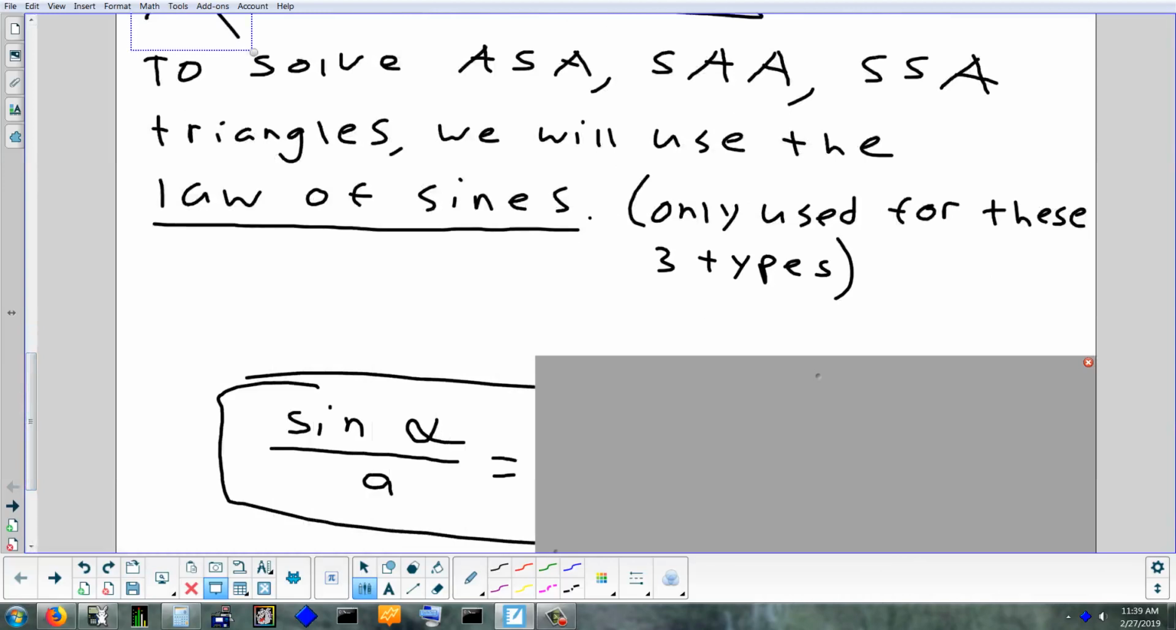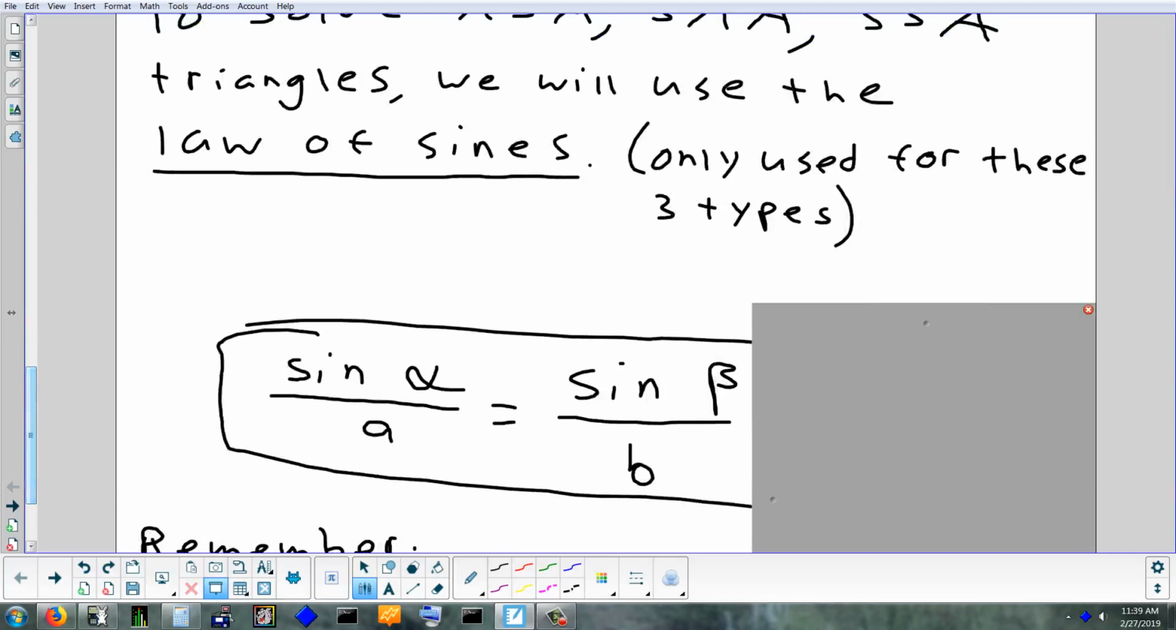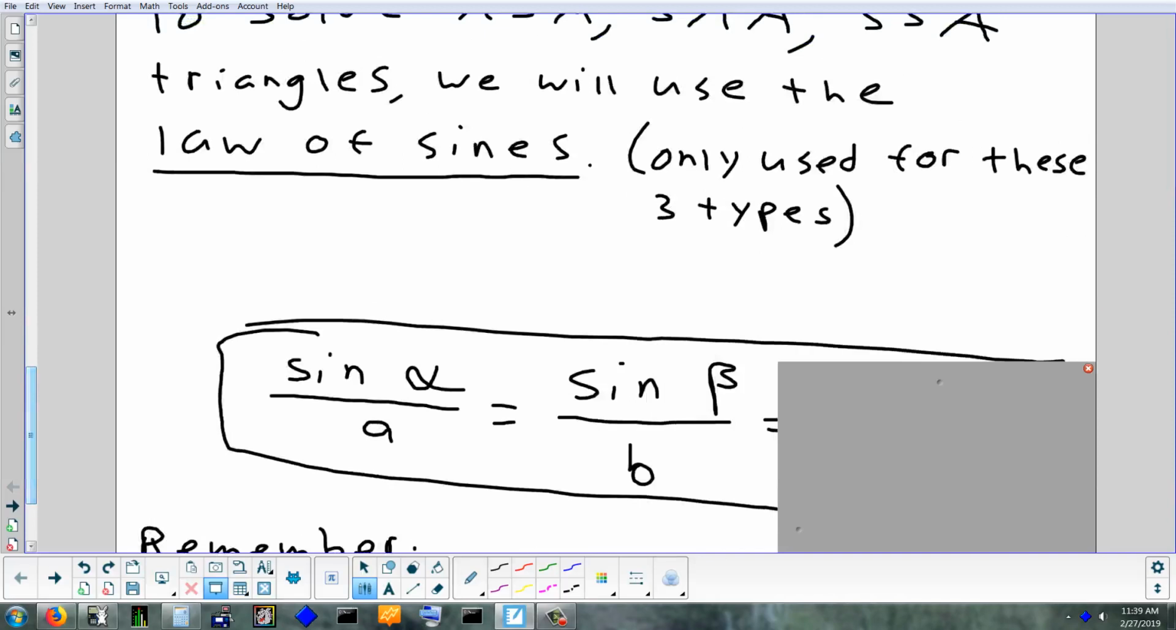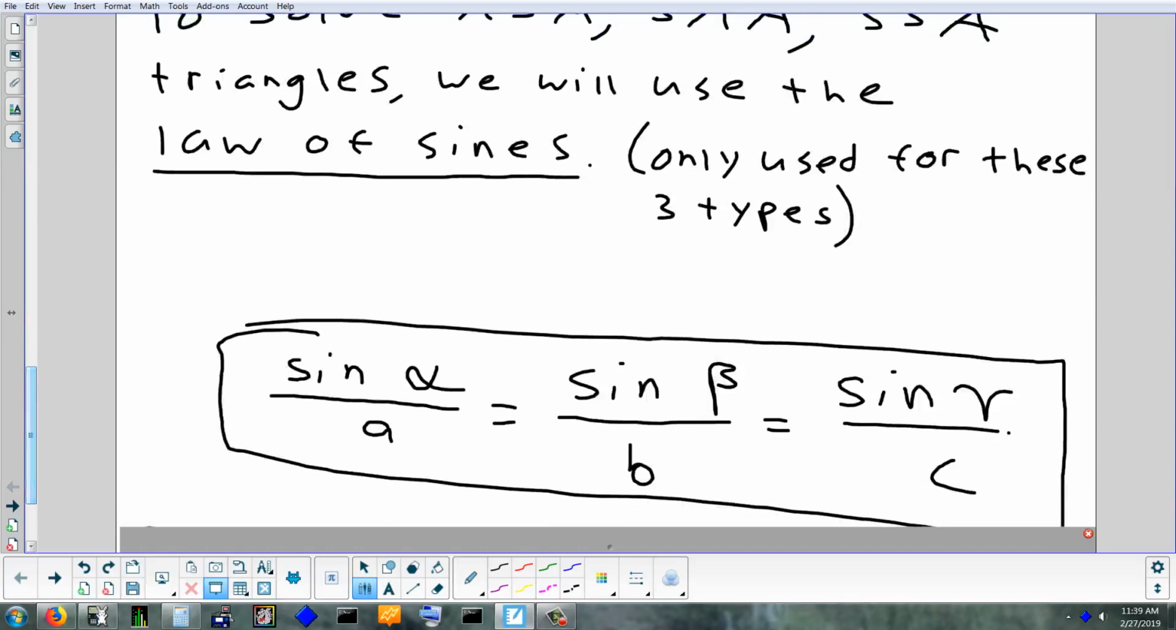So the first fraction is sine of alpha divided by A. And the second fraction is sine of beta divided by B. And how about the third fraction? The sine of gamma divided by C. That's the law of sines.